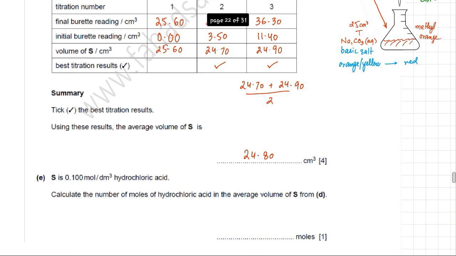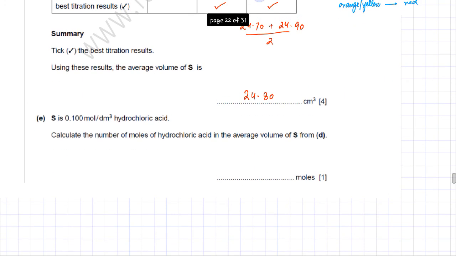So the volume is given and the concentration is given. The formula for moles of a solution is concentration multiplied by volume. The concentration given is 0.100, multiplied by the average volume, which over here is 24.80, but it's in cm cube, so I need to convert that to dm cube.